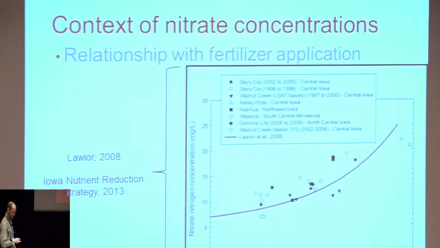But if we look at the Lyons Creek concentrations, which is about 18 or so, it would imply that we have application rates, if this relationship holds at this scale, of about 190 pounds per acre, or maybe just over 200 kilograms per hectare nitrogen application. That would be about what we would expect in this region of the state. So it looks like that relationship might hold.